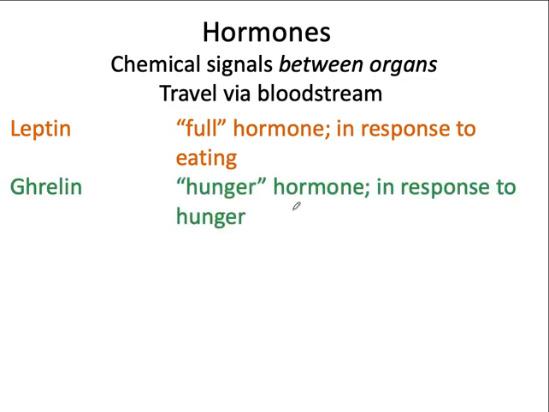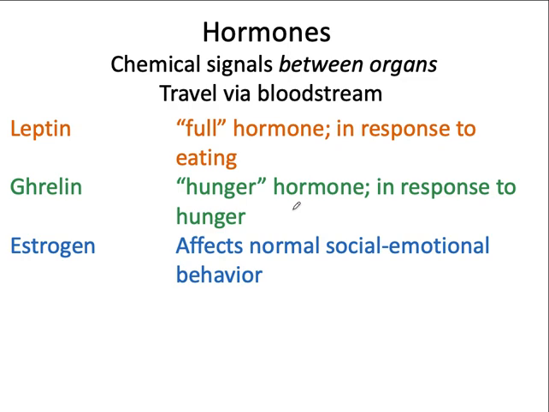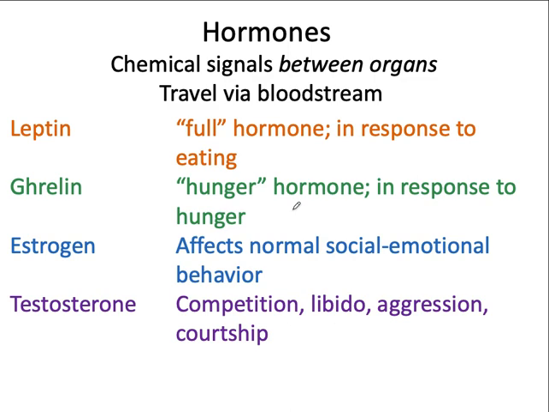Ghrelin, on the other hand, is the hunger hormone. And this is released in response to being hungry. Estrogen affects normal social emotional behavior. Testosterone influences and is related to competition, libido, aggression, and courtship. And finally, cortisol is the stress hormone.